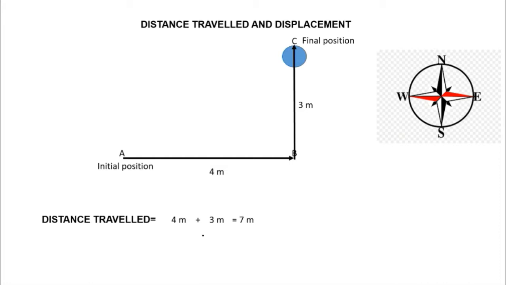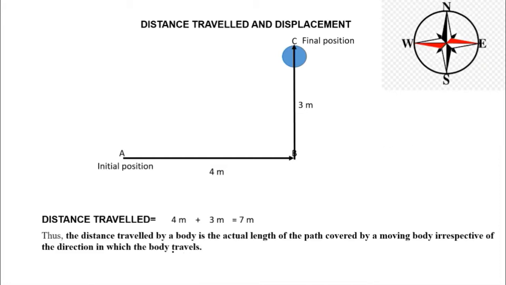That is the actual path covered by the body. And what is the definition of distance traveled? The distance traveled by the body is the actual length of the path covered by the body, irrespective of the direction in which the body travels. So please remember that as far as distance is concerned, we are not bothered about the direction. In this example, even though the direction is changed here, irrespective of the direction, the total distance covered is 4 plus 3, that is 7 meter, right? We are not considering any direction as far as distance is concerned.